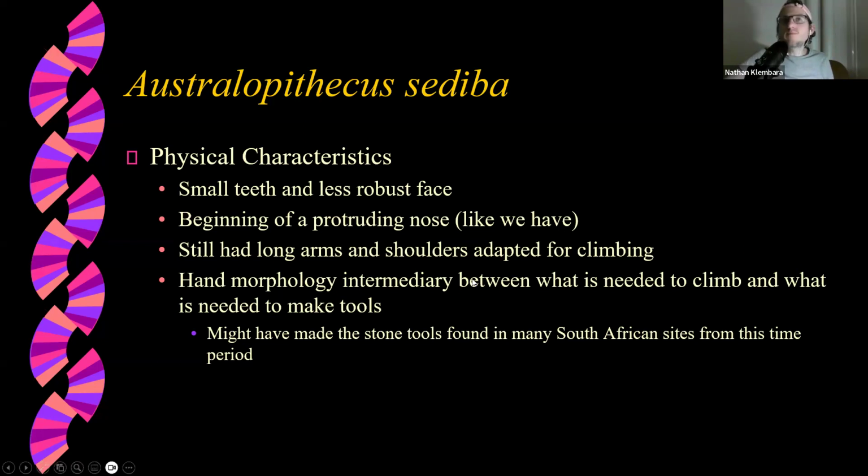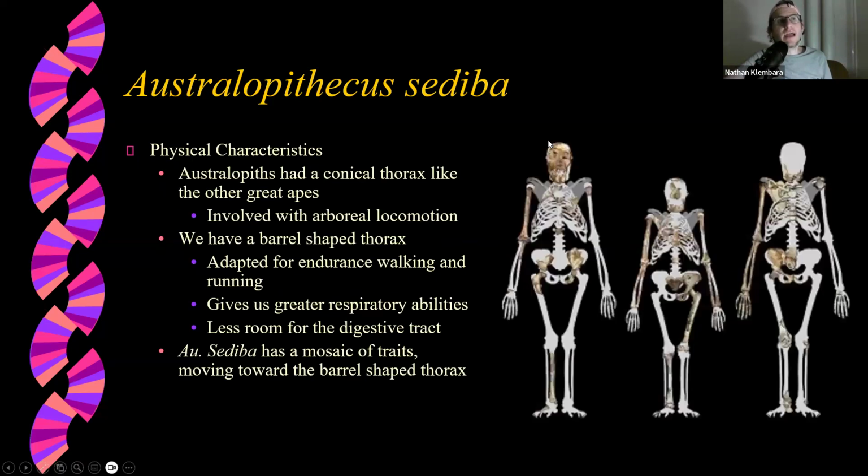Still relatively arboreal. Remember, the southern clade is arboreal in general. They still have those long arms, those shoulders adapted toward climbing, but their hands are starting to become an intermediary between what is needed to climb and what is needed to make tools. And they might be the stone tool makers for a lot of these stone tools we're finding at South African sites that don't have any associated fossils. So Sediba also might have been a tool maker.